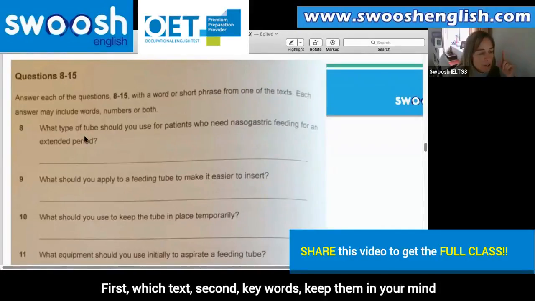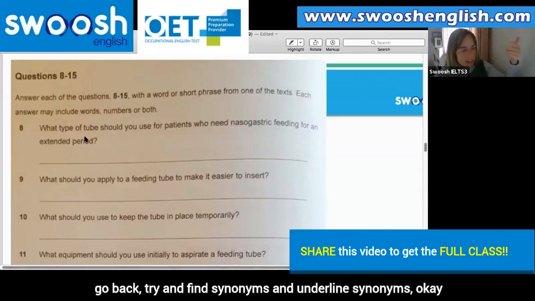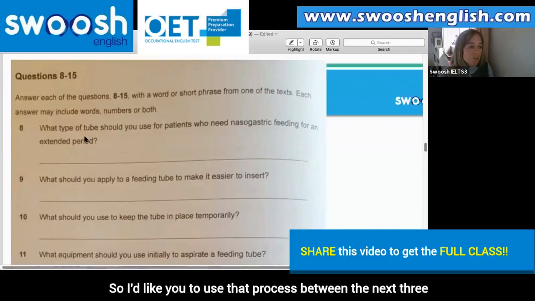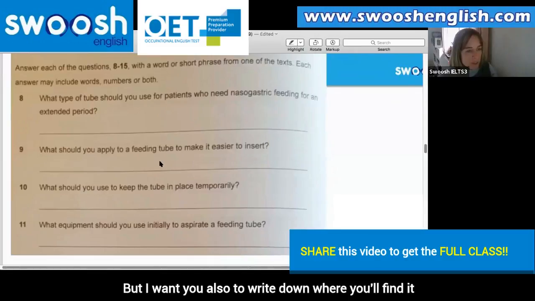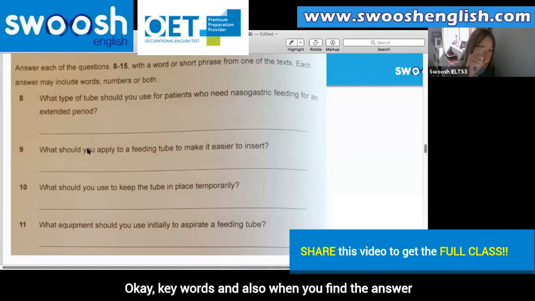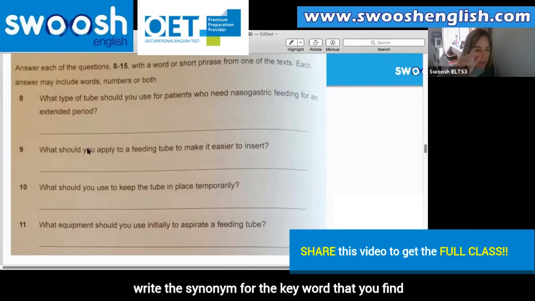First, which text? Second, keywords. Keep them in your mind. Go back, try and find synonyms and underline synonyms, okay? So I'd like you to use that process for doing the next 3, okay? But I want you to write down where you will find it, okay? Keywords, and also when you find the answer, write the synonym for the keyword that you find.